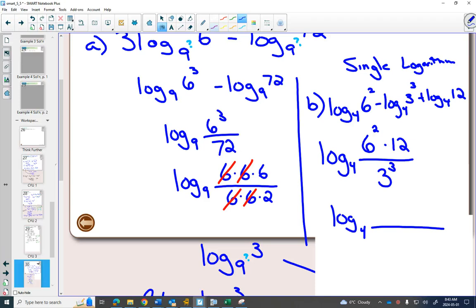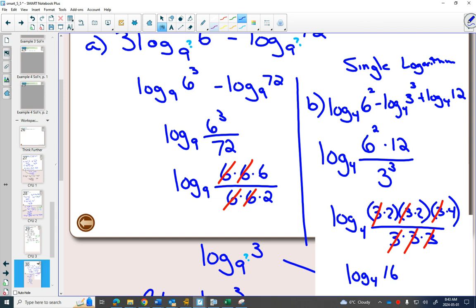things up. 6 times 6 would be 3 times 2 times 3 times 2, and 12 is 3 times 4. So that all my 3's would simplify. And then the mental math is a lot easier. Now it's just 2 times 2 times 4, which is 16.